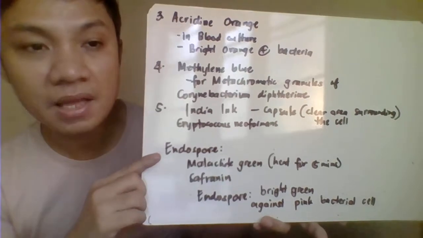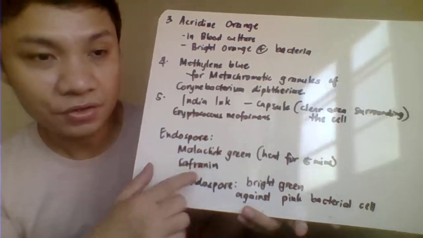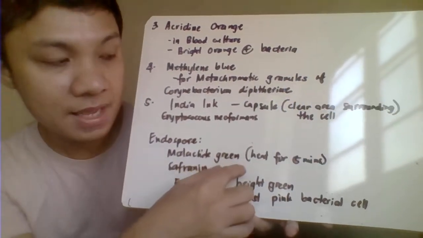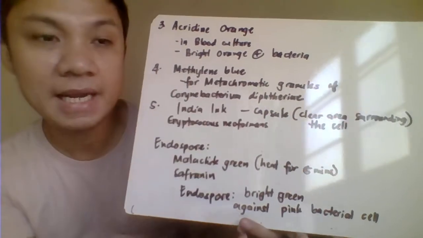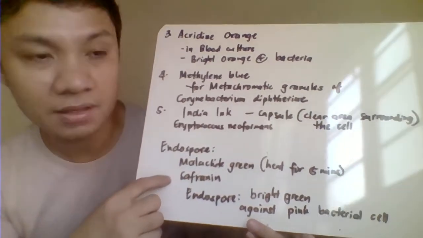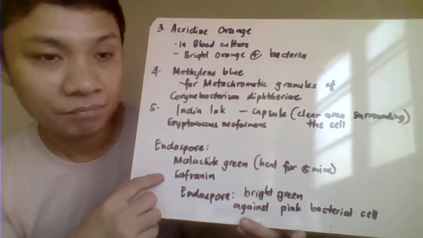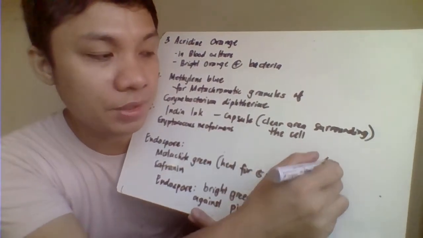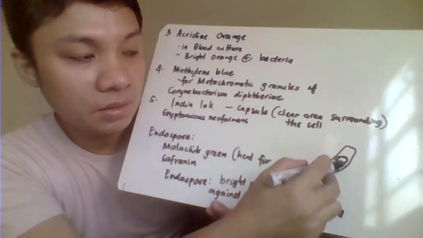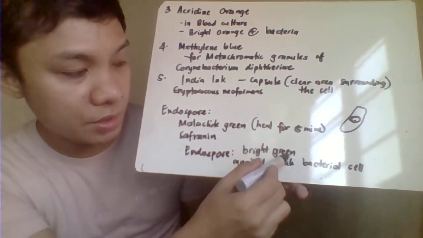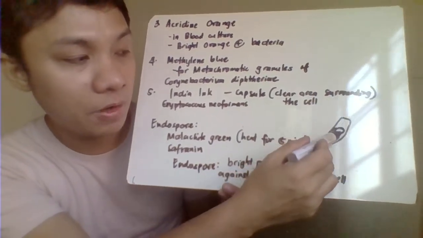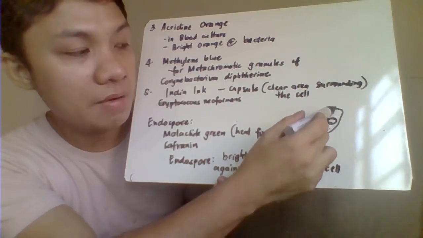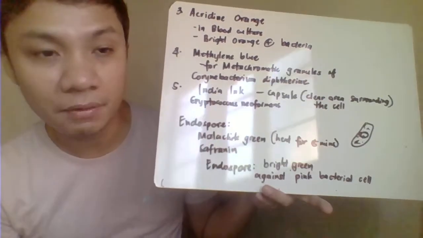Then we have the endospore. You could use malachite green stain, then 5 minutes of boiling or heating, then you add your counterstain safranin. The endospore is seen in the middle of the cell, right? So your spore here at the middle portion would be bright green in color, and all the rest of the bacterial cell would be red in color.